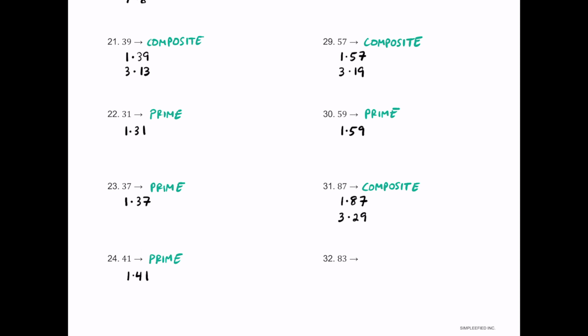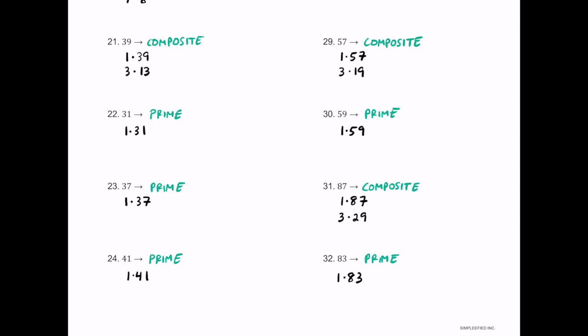Last but not least, we have this number 32, so we have 83. So we do have 1 times 83. But I can't think of anything else that gets you 83, so 83 must be a prime number if we go ahead and check those, but that's it. So none of the numbers on this worksheet were neither prime nor composite, and the only numbers that are neither prime nor composite are 0 and 1, so just look out for those in the future.